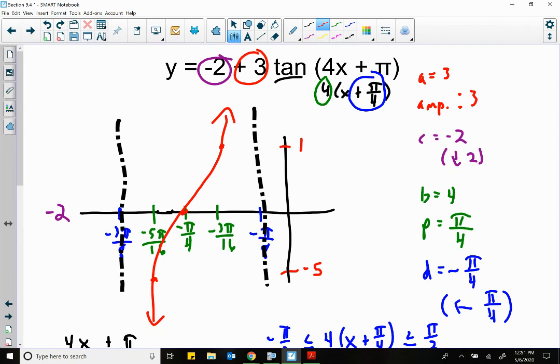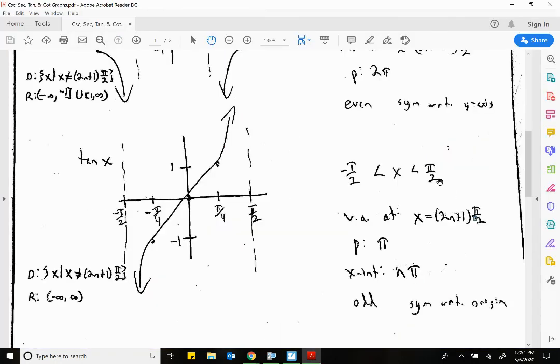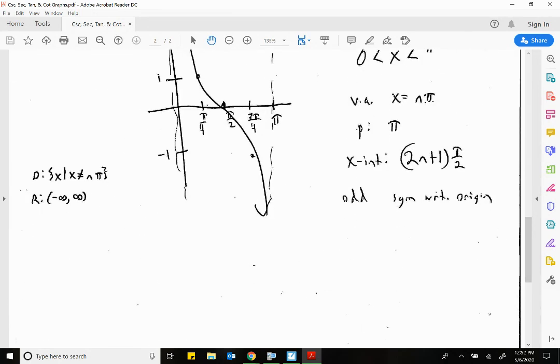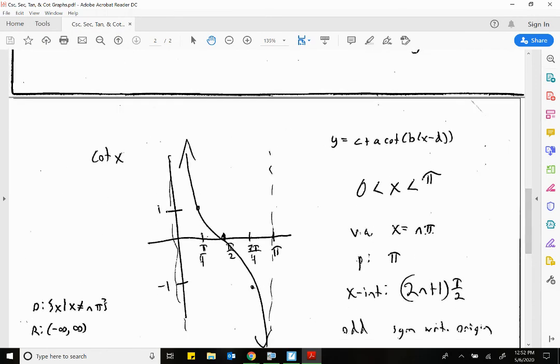It's the same stuff from 9.3. It's just a different picture. Watch out on tangents and cotangents for that period change and what you're using for that interval. So tangent goes from negative pi over 2 to pi over 2. Cotangent starts at 0 and works out to pi. So just watch out for that. But other than that, it's the same stuff.